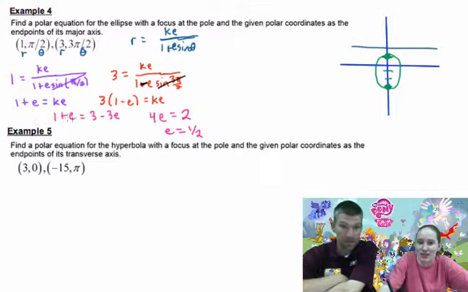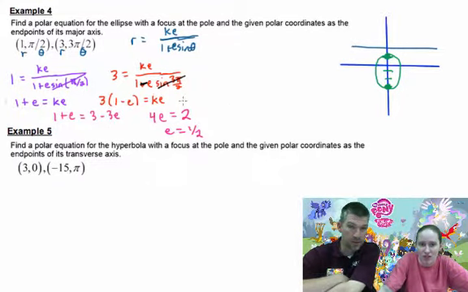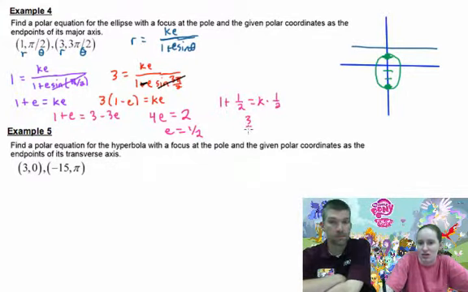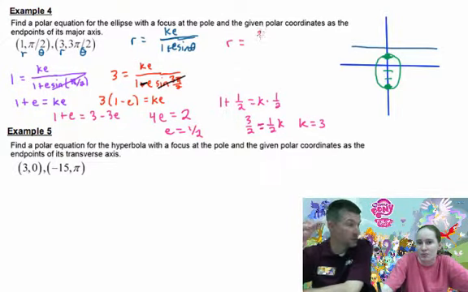And then you can plug that back in wherever to find K, somewhere up here. Doesn't matter, just pick one. So like this right here: 1 plus 1/2 equals K times 1/2. So that's 3/2 if you get a common denominator, equals 1/2 K. So what would K have to be? 3. And in this case, it will be positive 3 because the directrix is above the x-axis. So K times E is 3 times 1/2, which is 3/2, over 1 plus 1/2 sine theta.